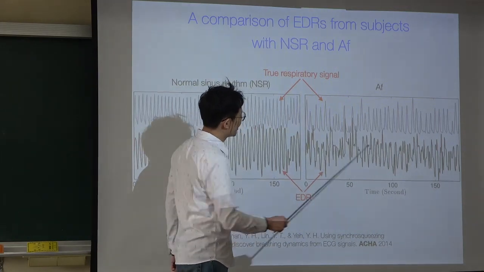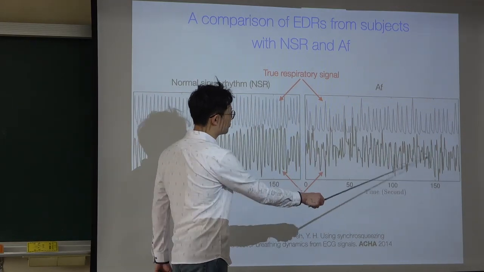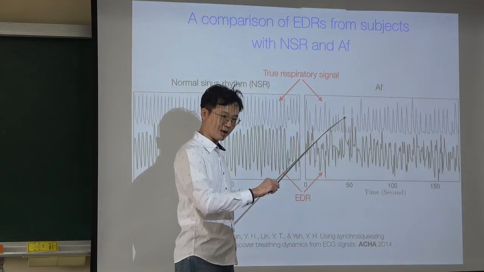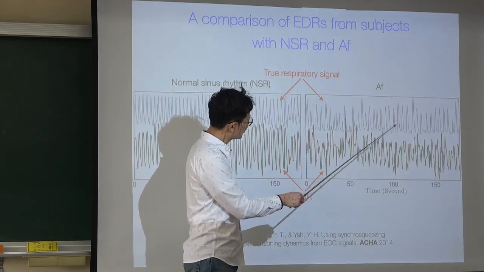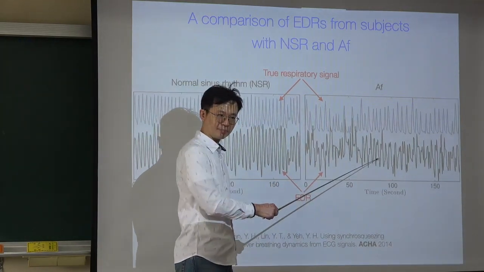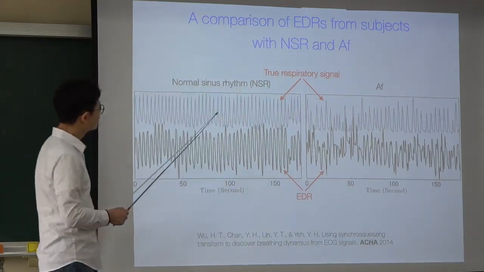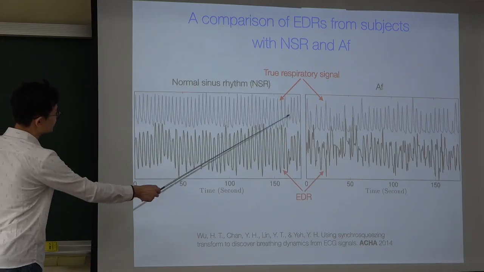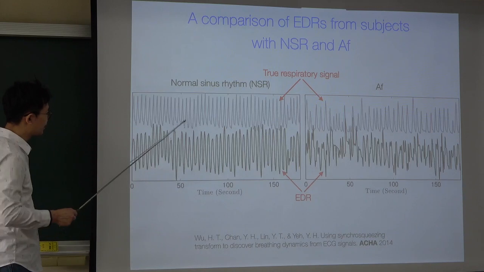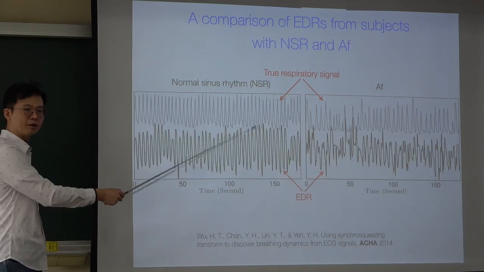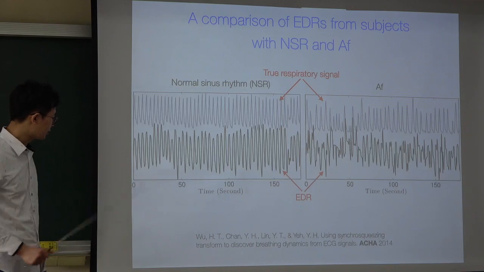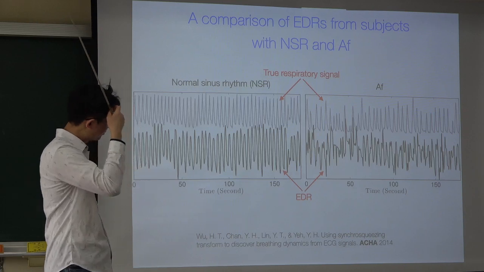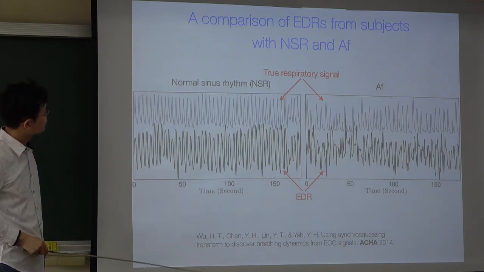So this is an EDR signal recorded from a patient with atrial fib, and that is a simultaneously recorded respiratory signal using another modality. You can see this one and that one, they have some similarities, but not too much. But if you look at patients with normal sinus rhythm, you can see that this is the respiratory signal, and this is the EDR, and they fit quite well. Okay, and this is the literature in case you have interest to study this topic.